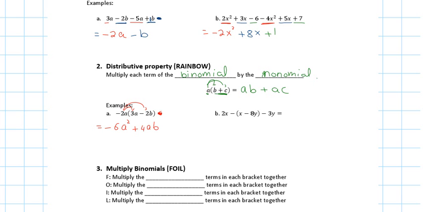Then we have the next example, which is 2x minus bracket x minus 8y, close bracket, minus 3y. What do I do here? When I have brackets, I can't collect like terms. Okay? Brackets means jail for these terms. You can't do anything to them unless you remove that bracket. Okay? If I want to remove that bracket, what do I have to do?